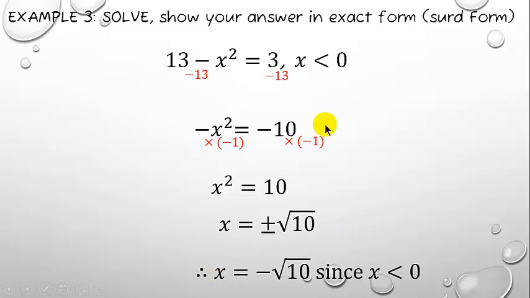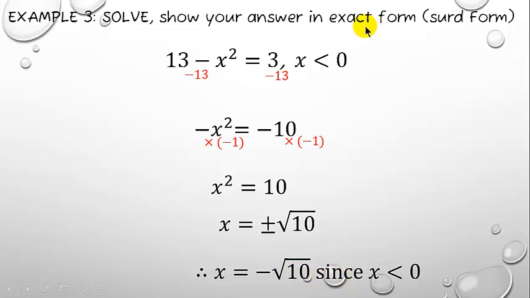However, our answer says x must be less than 0, so therefore x equals minus the square root of 10 since x is less than 0. This is your final answer. It's saying that the solution to this is x equals plus or minus the square root of 10 without this stipulation, but when you bring that in, we get our answer x equals minus the square root of 10.